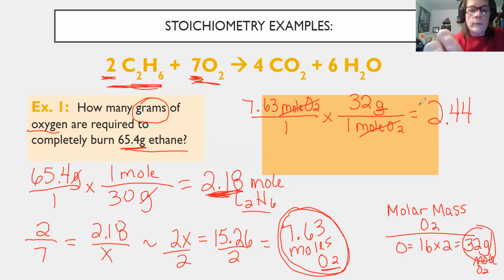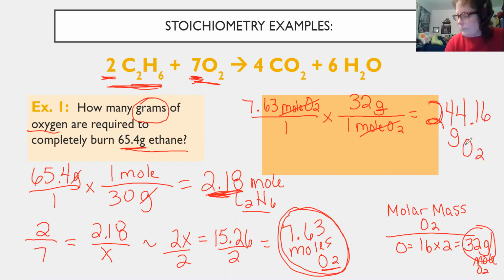Oops, not a decimal. Come on, Miss Taylor. 244. That's supposed to be a 2. So it's 244.16 grams of oxygen. So there's your final answer. Again, lots of steps on that one.